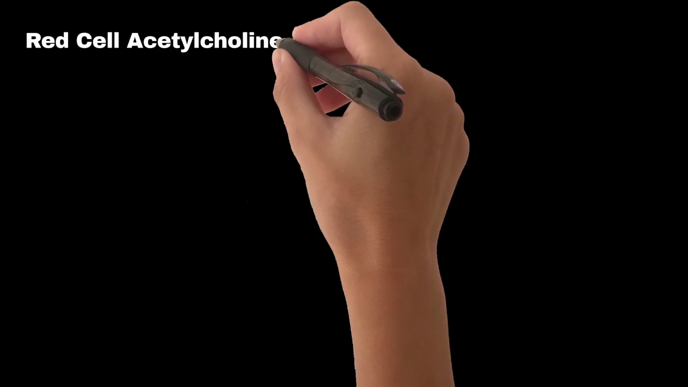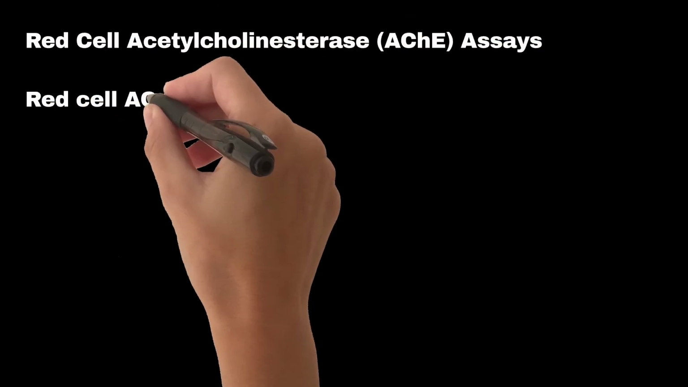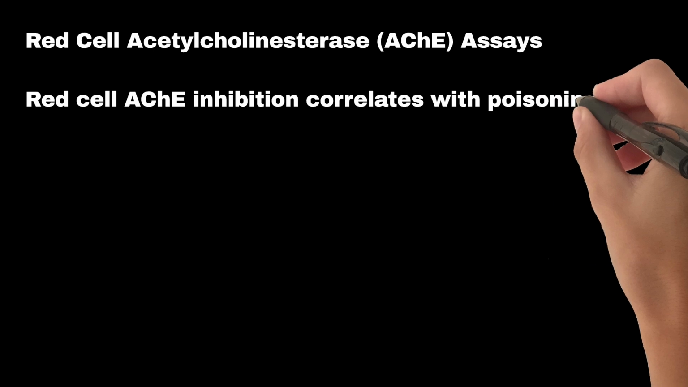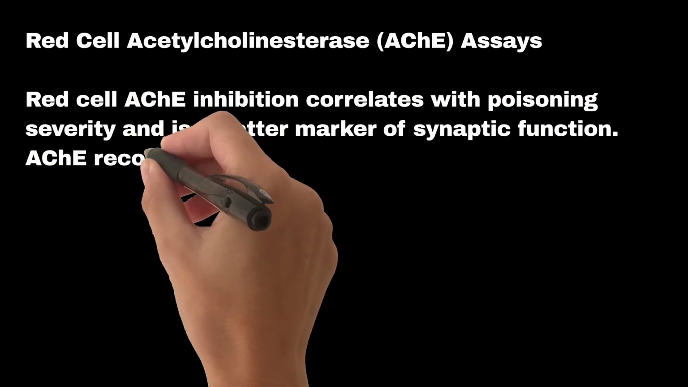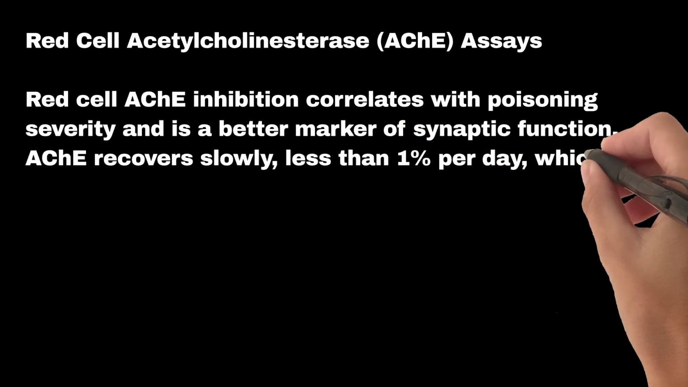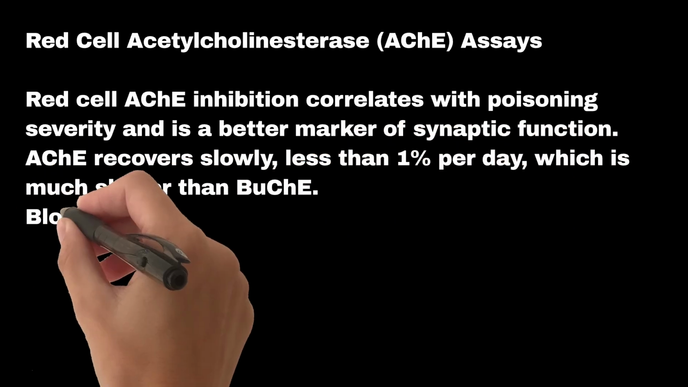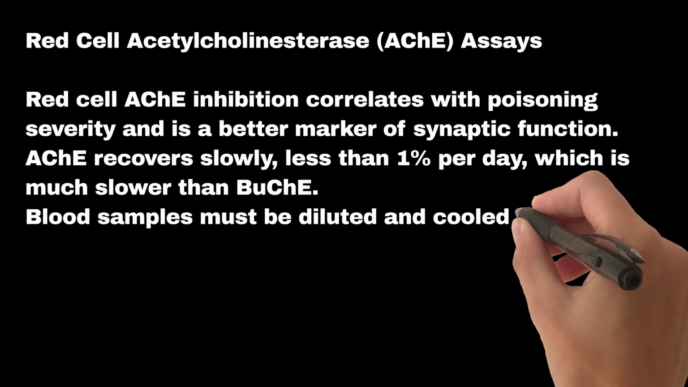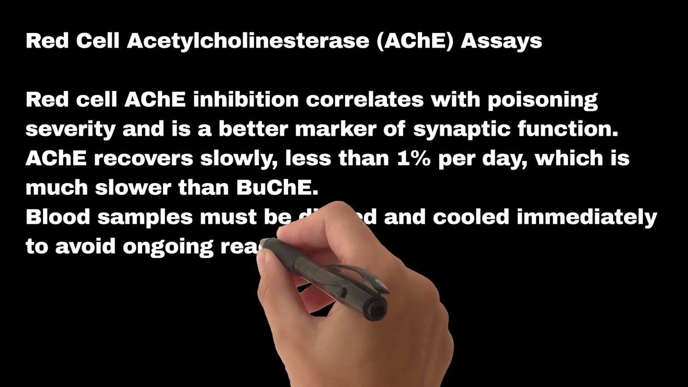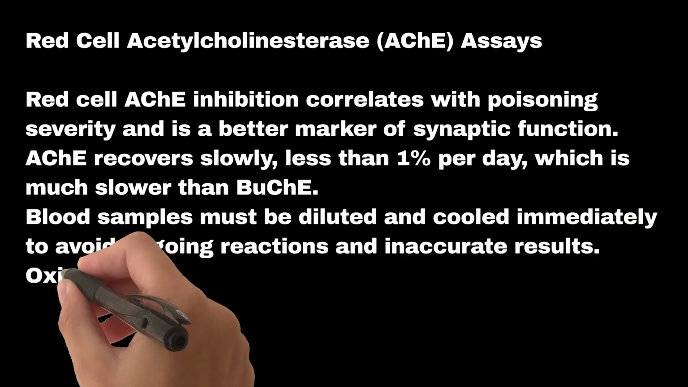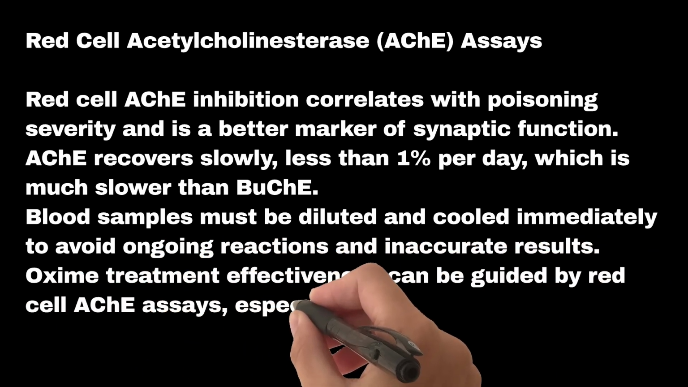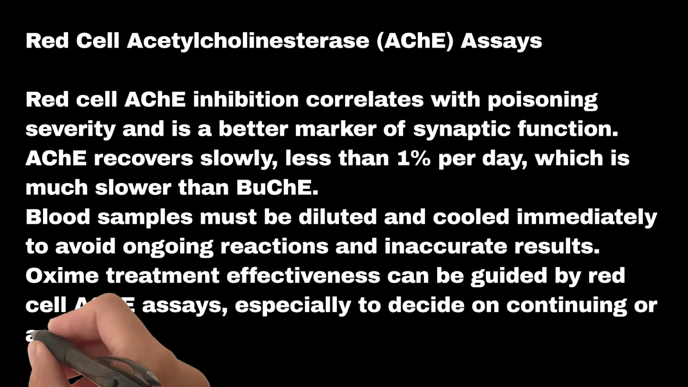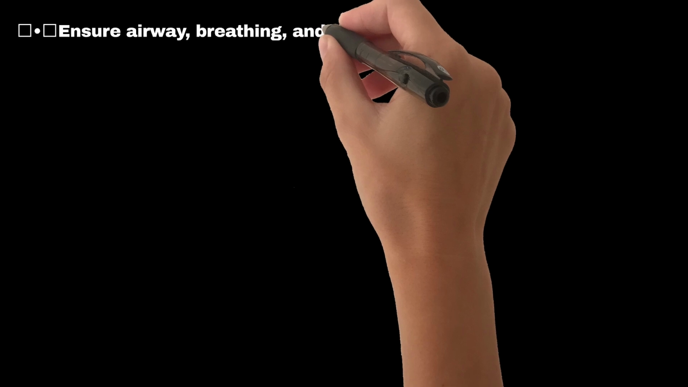Red cell acetylcholinesterase assays. Red cell acetylcholinesterase inhibition correlates with poisoning severity and is a better marker of synaptic function. Acetylcholinesterase recovers slowly, less than 1% per day, which is much slower than butyrylcholinesterase. Blood samples must be diluted and cooled immediately to avoid ongoing reactions and inaccurate results. Oxime treatment effectiveness can be guided by red cell acetylcholinesterase assays, especially to decide on continuing or adjusting oxime therapy. Ensure airway, breathing, and circulation are stable.